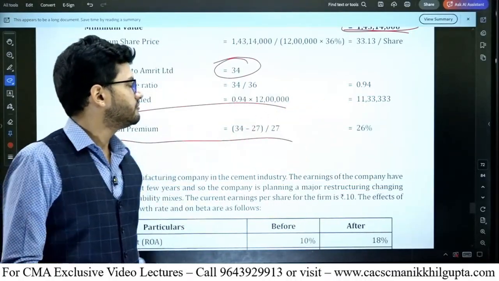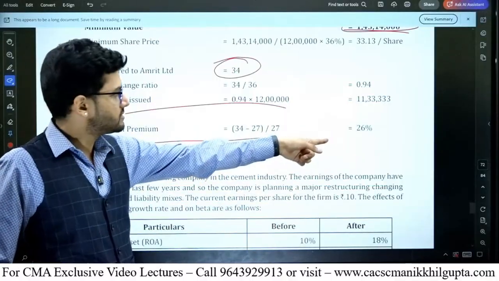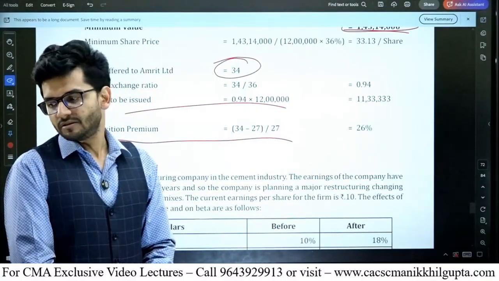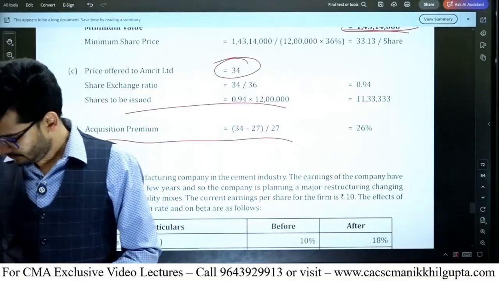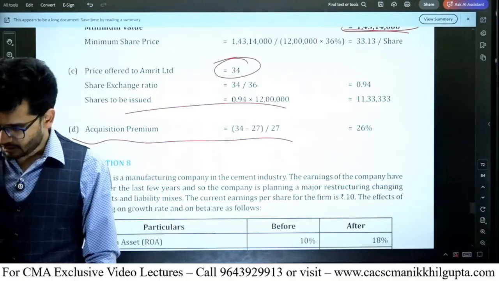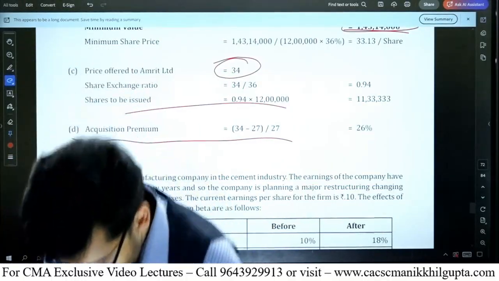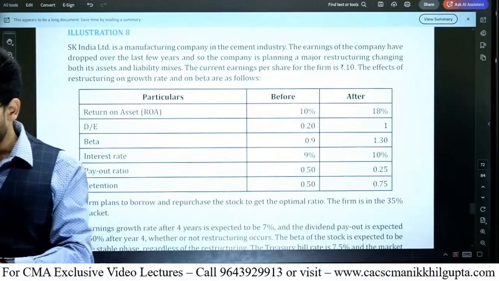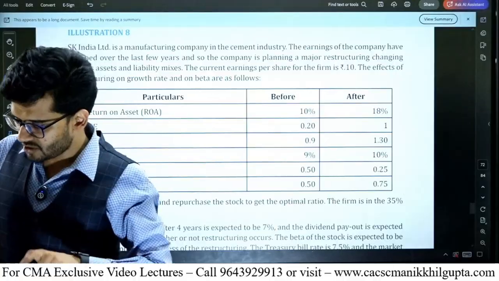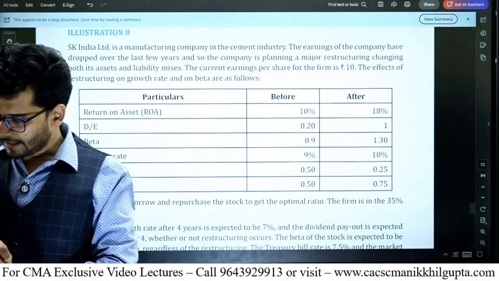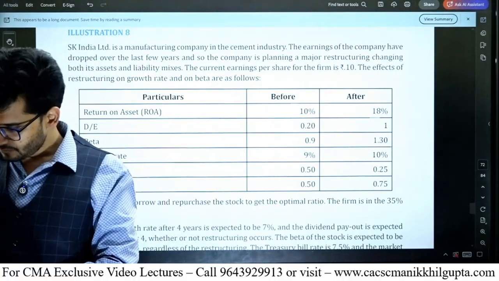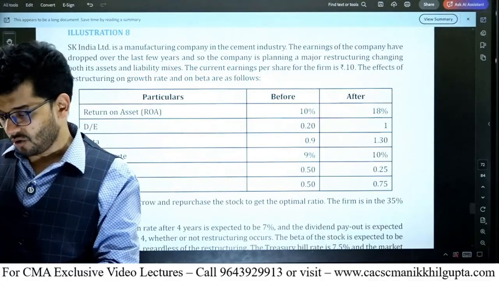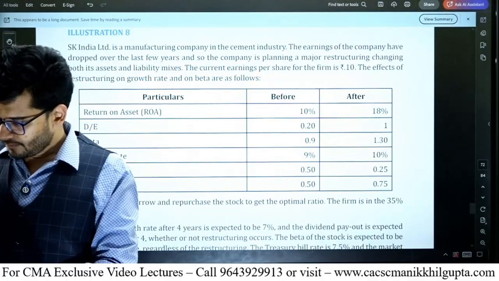The acquisition premium is 34 minus 27. In percentage terms, it's 26%. If we directly do it 34 by 27, that will be in the times term. Okay, so this is the price which is offered. So got it. So this was illustration number 7. Interesting question, a question which will have your calculation very strong over this particular concept.